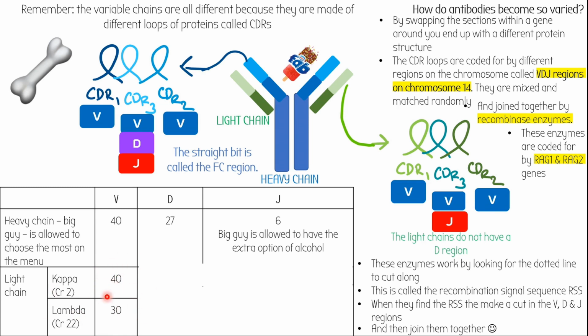And remember, the light chains do not have a D region, and the way I think of it is D is for desserts, and because you're going light, you're not allowed any desserts. So the lambdas do not have desserts.